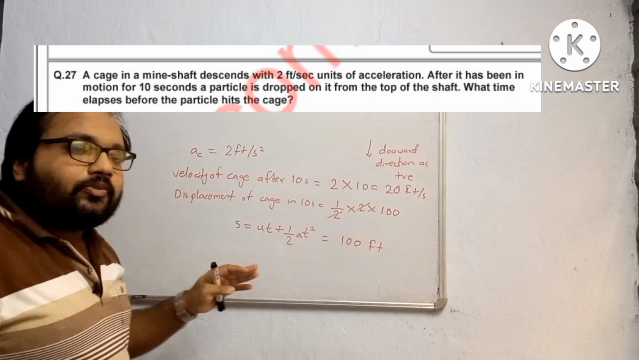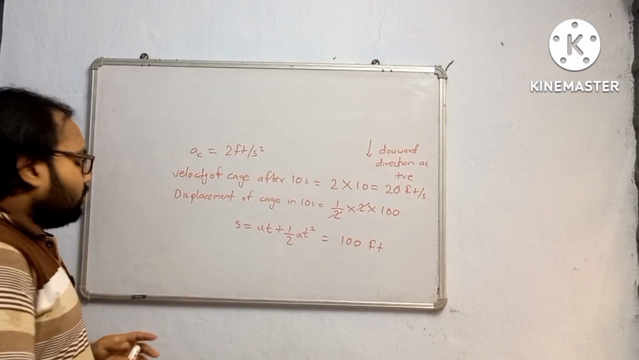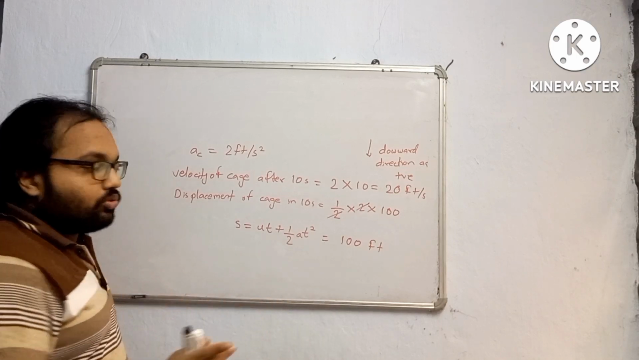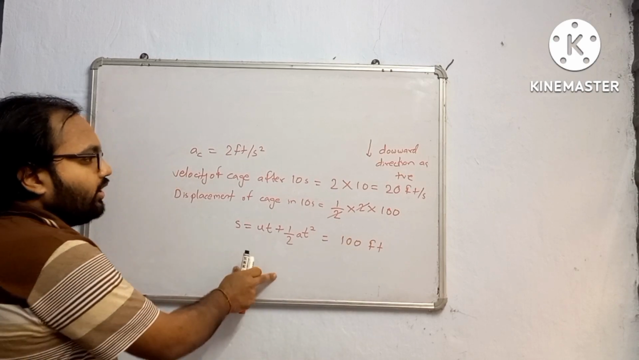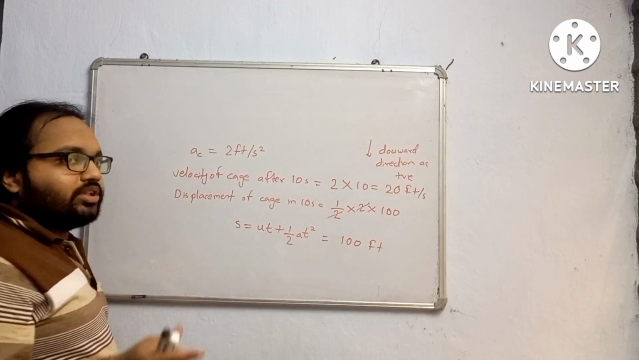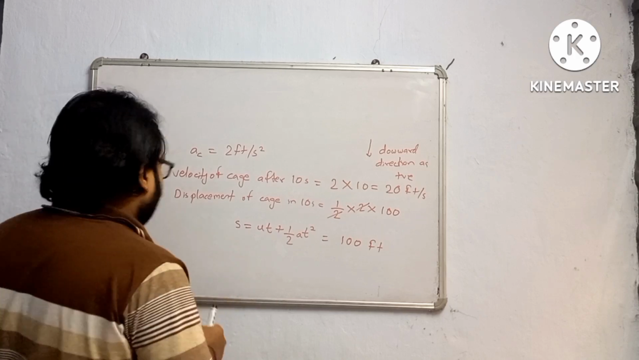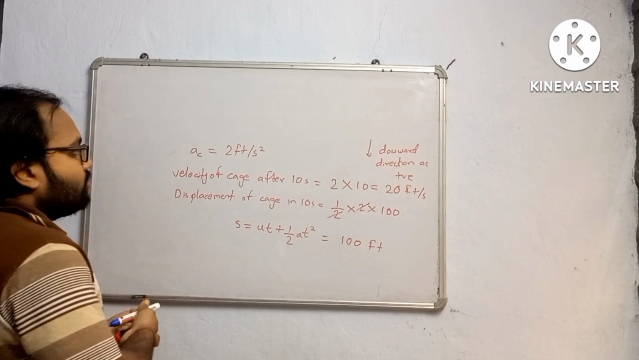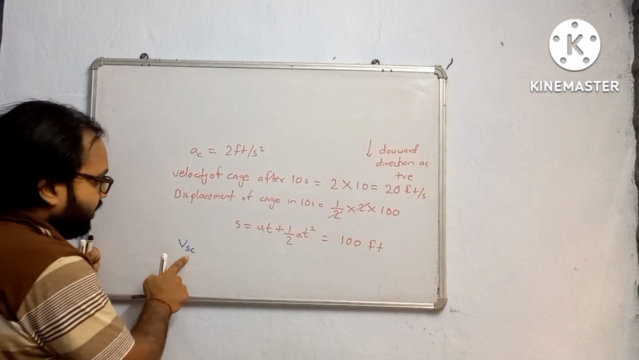Now comes the concept of relative velocity. As the stone has been dropped from the top, the stone needs to cover 100 feet. That means we will stop the cage. We will stop the cage when we are talking about relative velocity with respect to the cage. Velocity of stone with respect to cage and acceleration of stone with respect to cage we will find. Let me write here. Velocity of stone with respect to cage, this I am representing VSC.